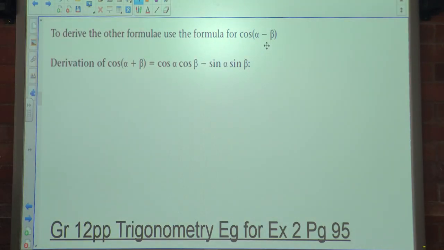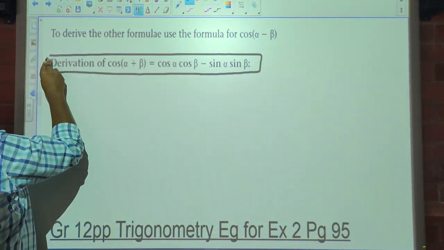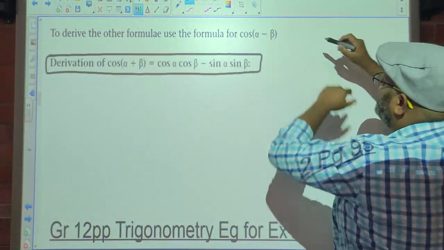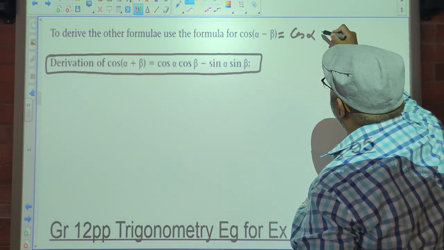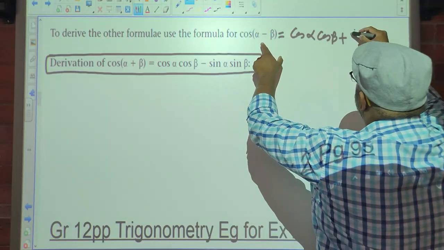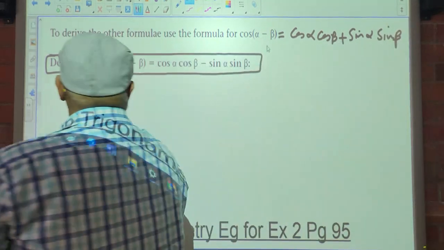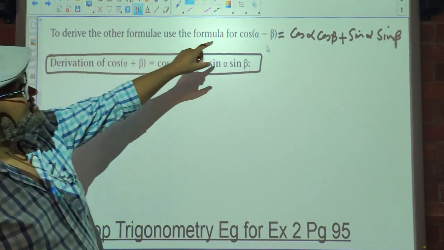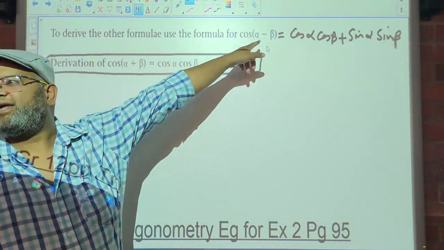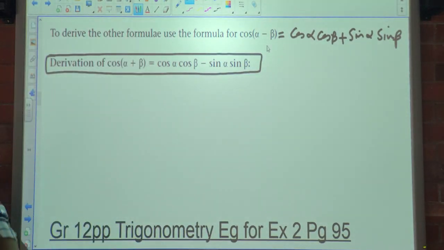Right. Derivation of cos of alpha plus beta. We must, at the end of the day, prove this here, to derive the other formulas using this formula. Cos alpha minus beta is going to be cos alpha cos beta plus, that's the formula we've proven, sin alpha sin beta. Right. So remember, we must get this cos alpha plus beta looking like cos of alpha minus beta. Remember, the alpha and beta can be any angle, can be anything.